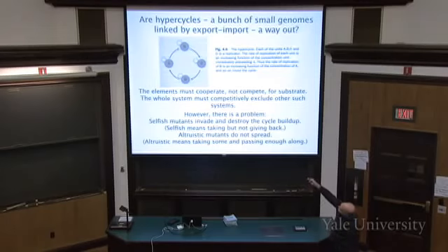And in this system here, an altruistic mutant won't spread. And altruistic means taking some and passing enough along. So if this thing is open and it's not isolated from the environment, any one of these steps in the hypercycle could be invaded by a chemical alternative that would destroy the hypercycle.